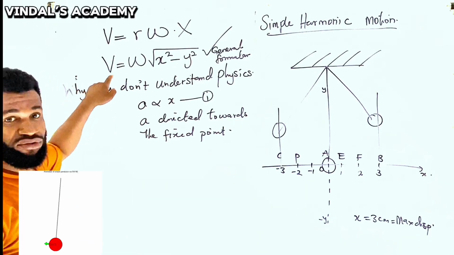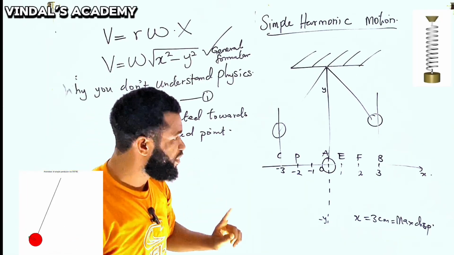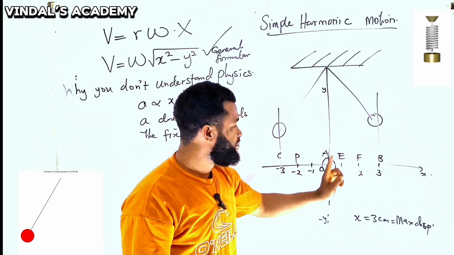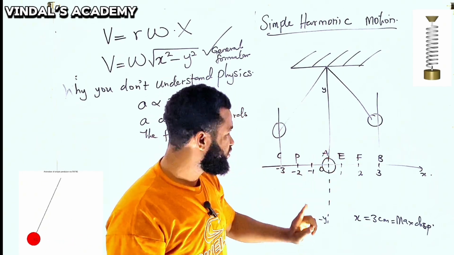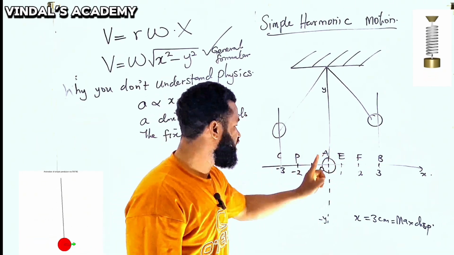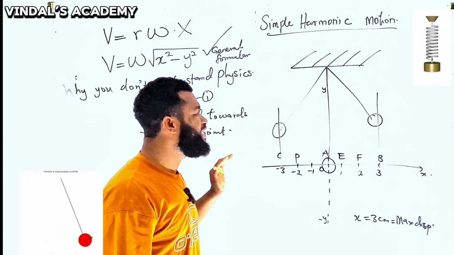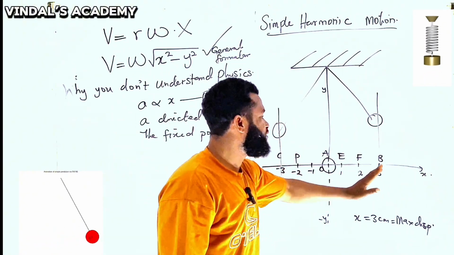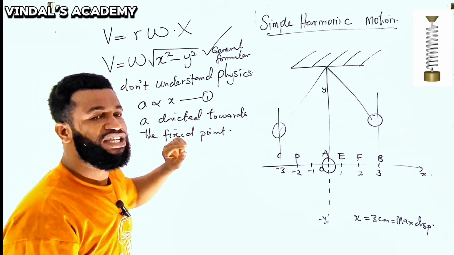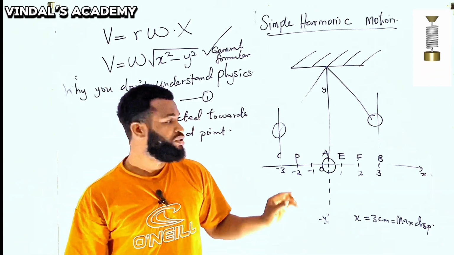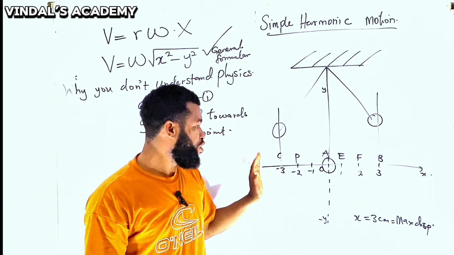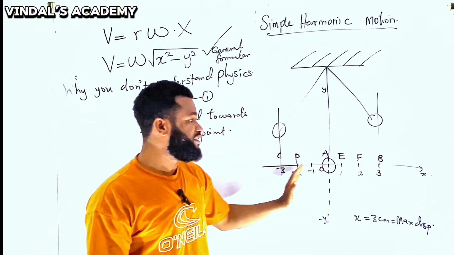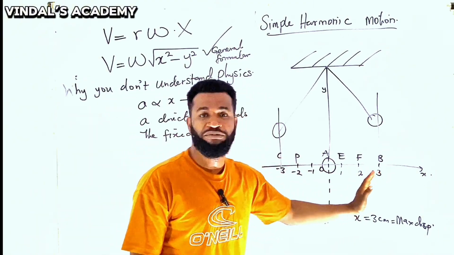What this formula does is to tell you the velocity at point B, velocity at point F, velocity at point E, velocity at point A, at point P, at any point as the body is going this way. That formula, which I call the general formula, is capable of telling you the detail of the velocity on the movement as the body is undergoing simple harmonic motion.